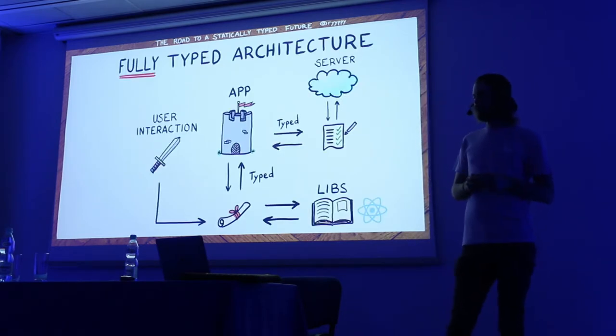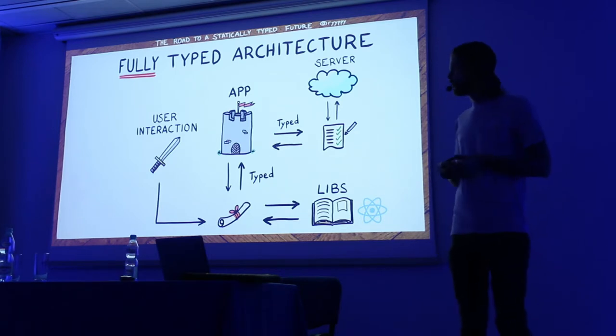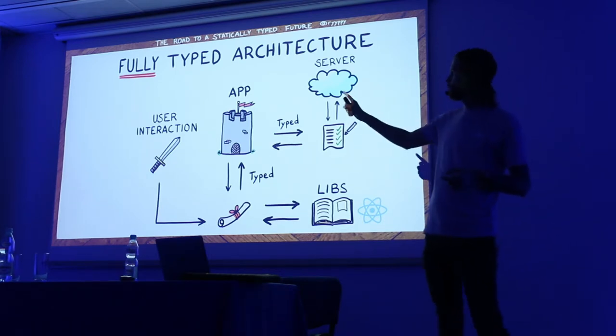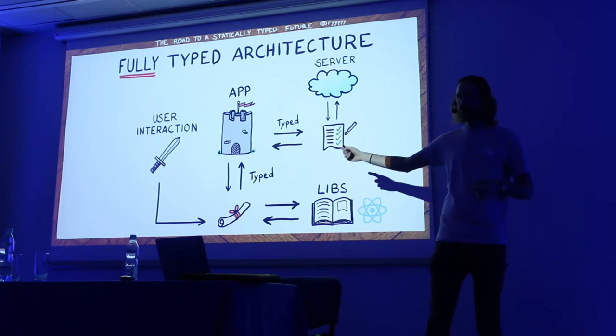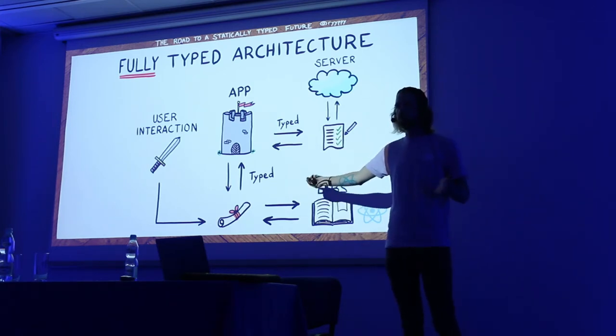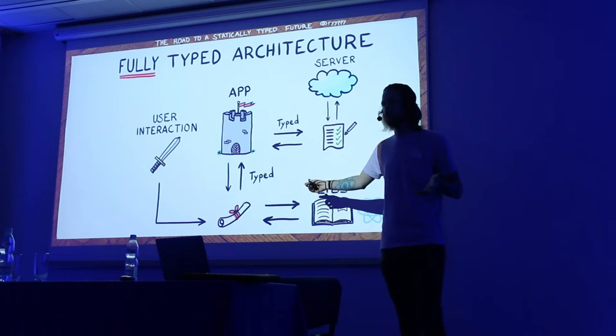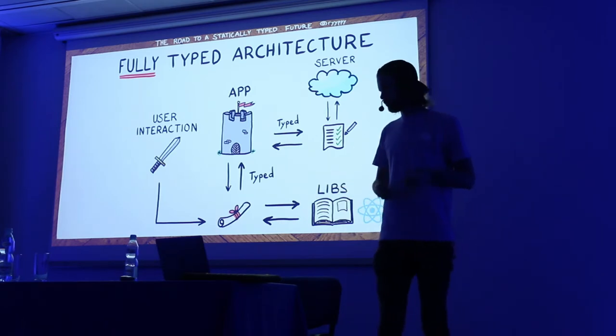Okay, so then we have a fully typed architecture. So we have the user interaction by default, like in React, handled by the library definition of React. And the library definition of React is automatically shipped with Flow. So this works.